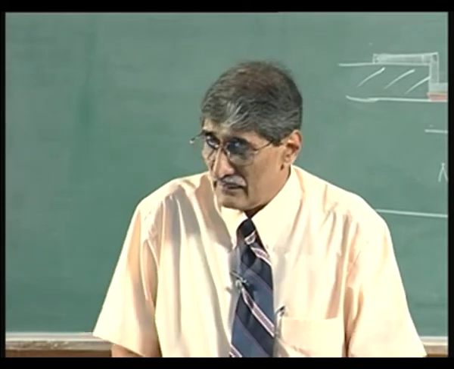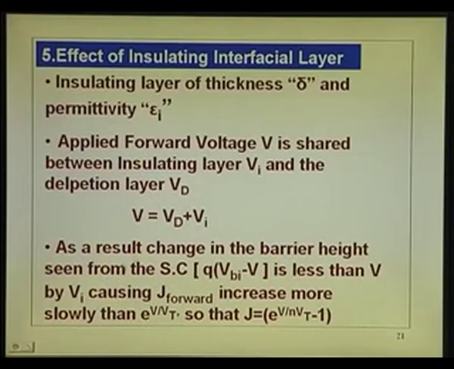So, this particular quantity, the applied voltage V, is shared between the insulating layer V I and the depletion layer V d. So, delta V will be delta V d plus delta V I. If the insulating layer thickness is 0, delta V I is small, you get the ideal factor. So, this is another reason.